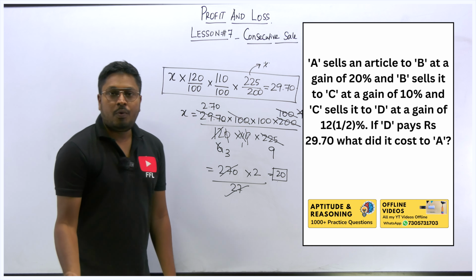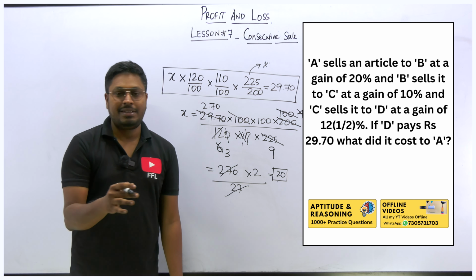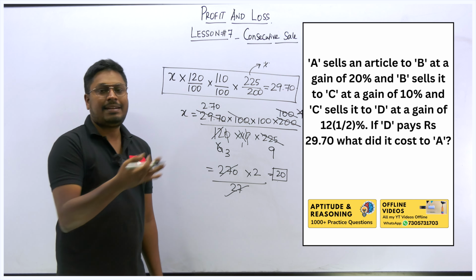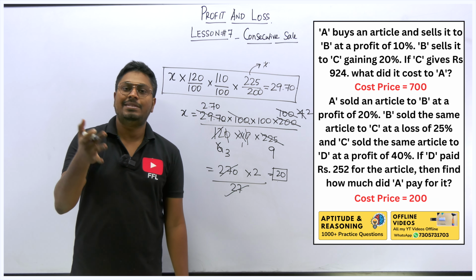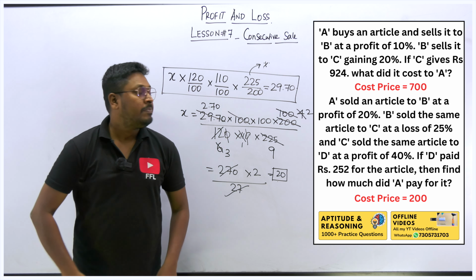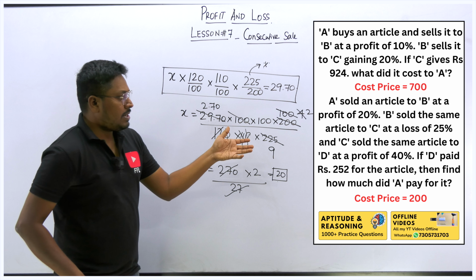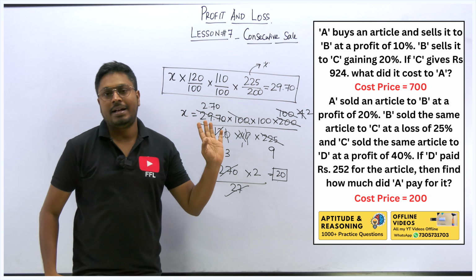Once that's done, I hope you understood how to solve a question based on consecutive sales. This is called a consecutive sale. The product goes to a different person in the next sale, and he sells that product at a different gain or loss percentage. So friends, I will give you some homework questions. Try to solve them and check whether you are getting the answers or not.